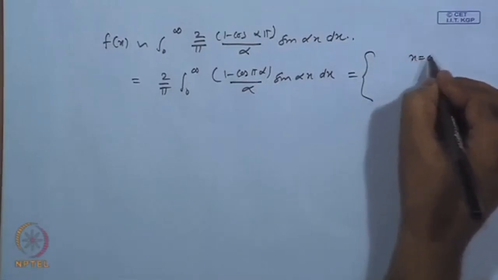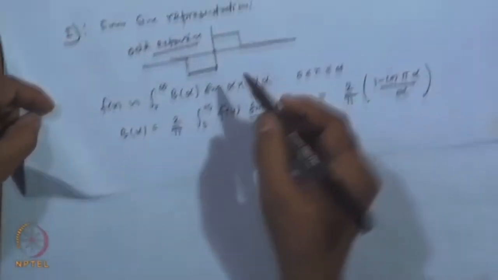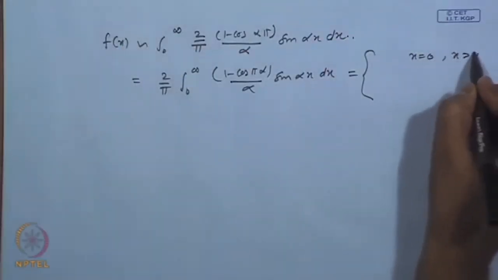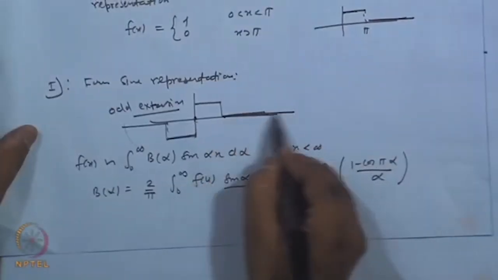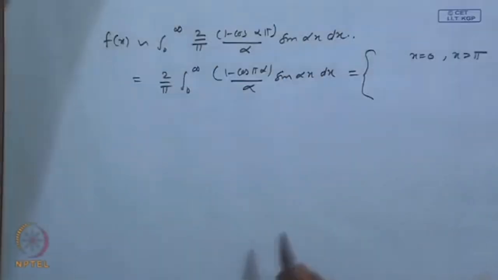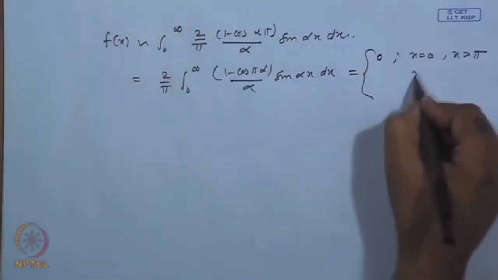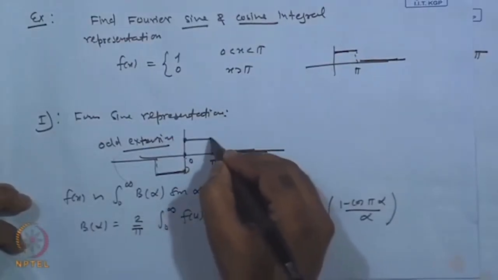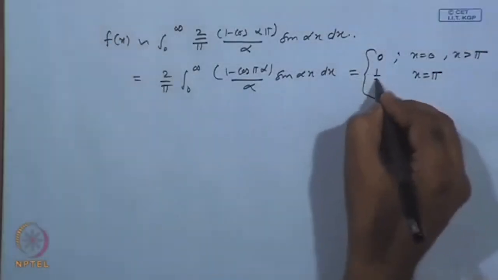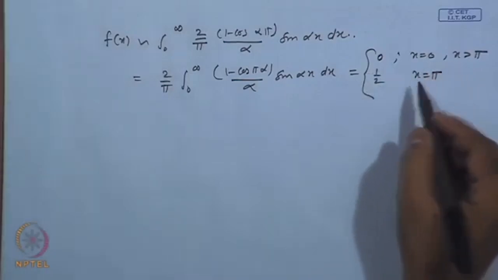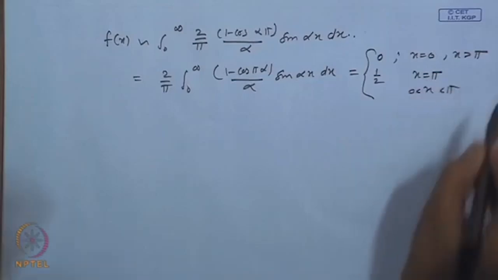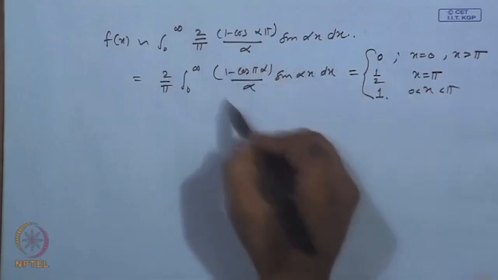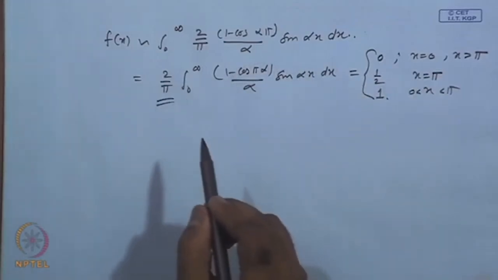So at x equal to 0, or x greater than pi, the value would be 0. At x equal to 0, if we take the average, it is again 0, so the value of this function will be 0. And at x equal to pi we will take the average, so we have 1 and we have 0, so (1 plus 0) by 2, that means 1 by 2. And what is left is between 0 and pi: if x is between 0 and pi, then the value is 1. So for different values we can get a particular integral and find the value of the function.